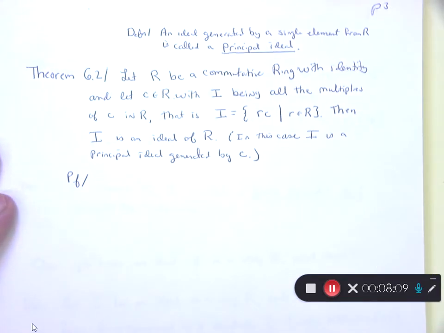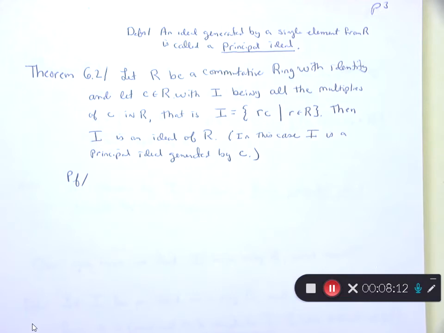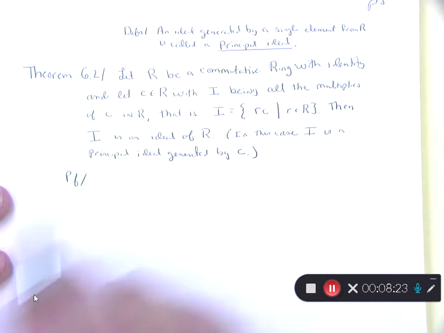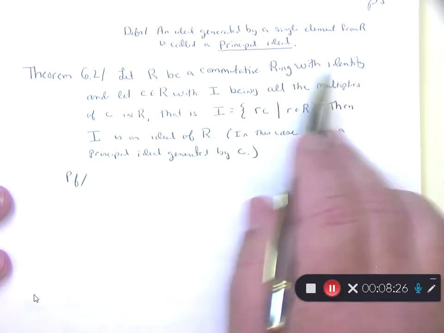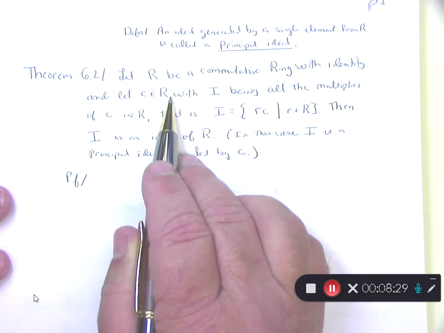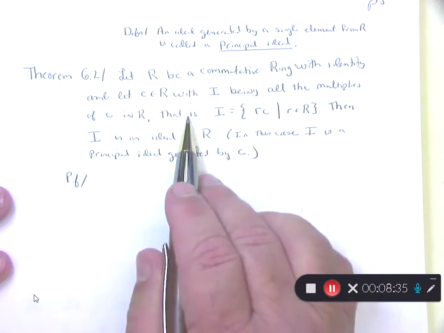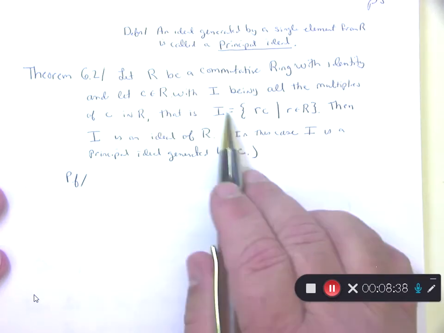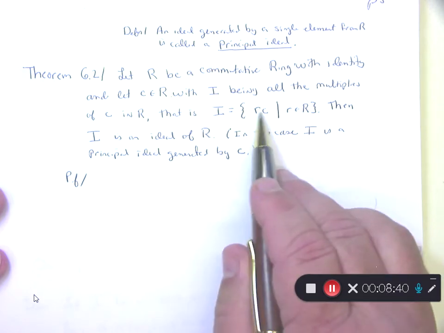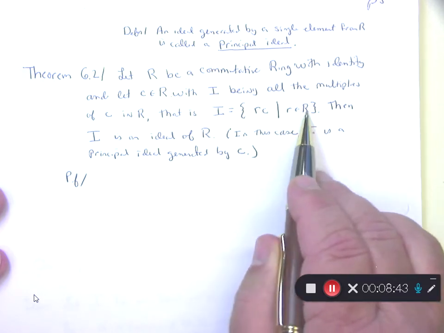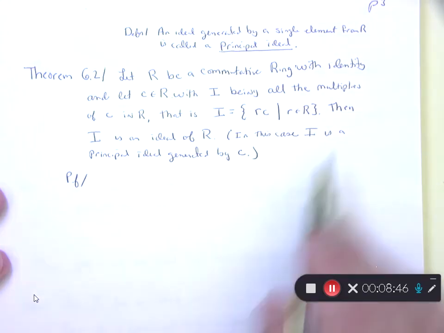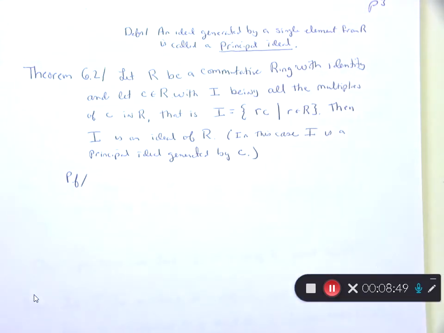So, definition up here. An ideal generated by a single element from R is called a principal ideal. So, here we go. Theorem 6.2. Let R be a commutative ring with identity, and let C be an element of R. This is my classic fixed element, with I being all the multiples of C in R. Just rewriting it in set notation. That is, I is equal to the set of R times C, C is fixed, such that R came from R. So it's the multiples of C, where C was fixed. Then I is an ideal of R.